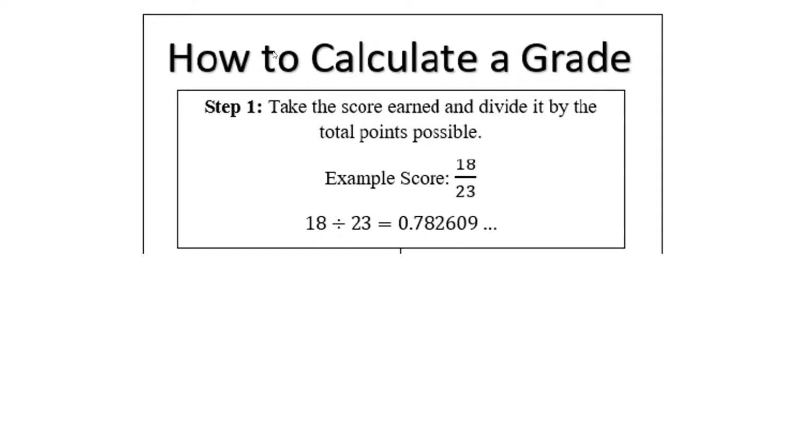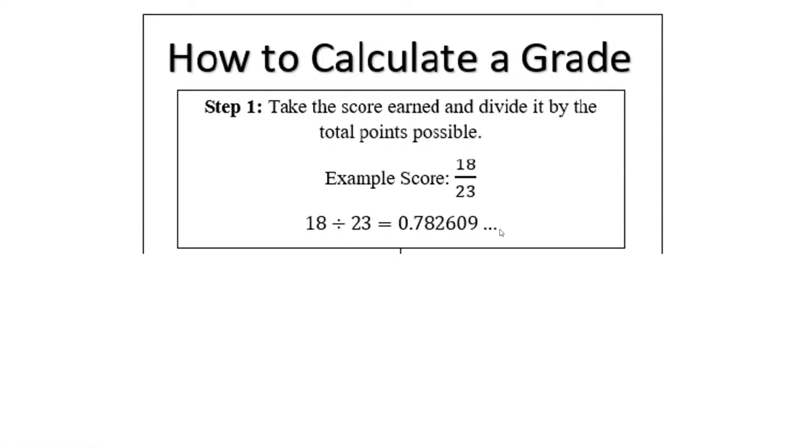Step one, you're going to take the score you earned and divide it by the total points possible. For example, if on a quiz it's written 18 over 23, that means you got 18 points out of a total of 23. You would put 18 divided by 23 in a calculator, and it's going to be a long decimal. These dots mean it continues on.